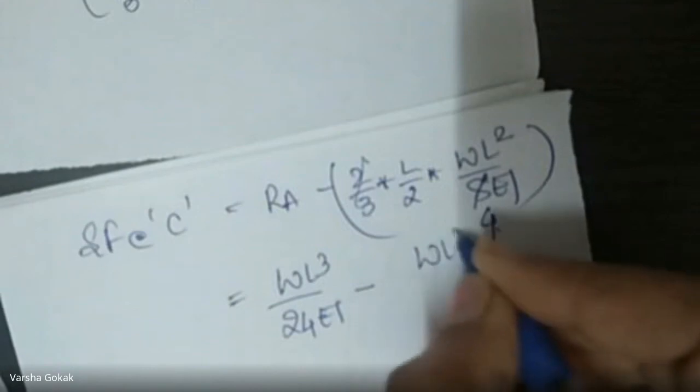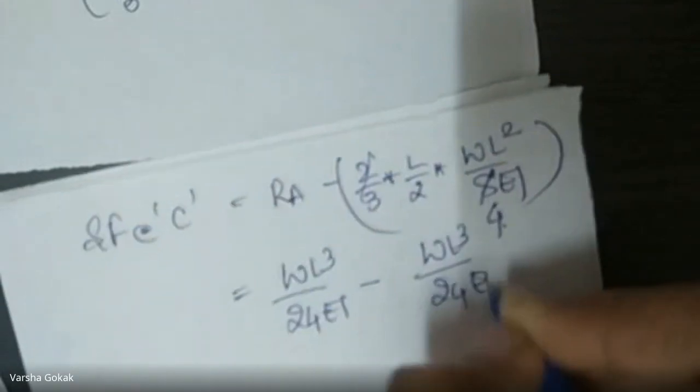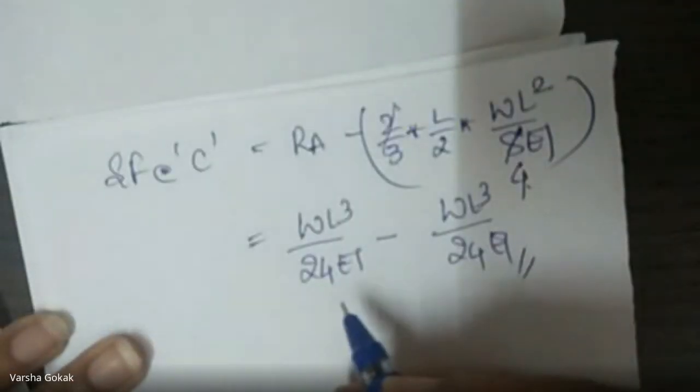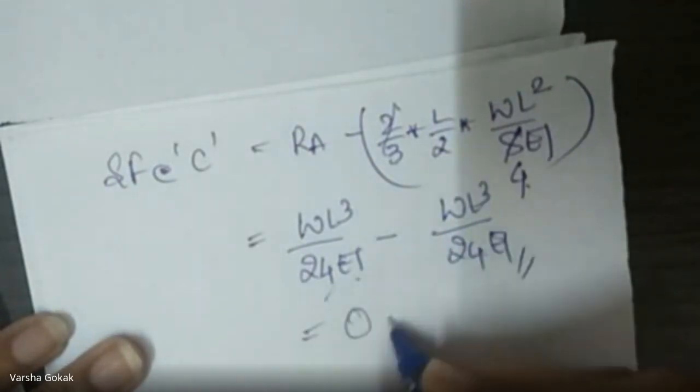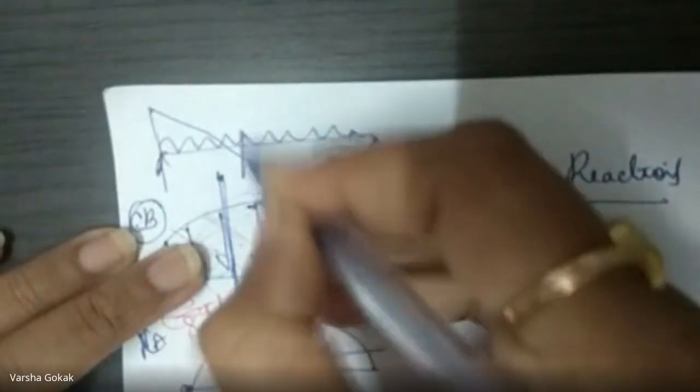This is WL cube by 24 EI again. So what is the shear force here now? WL cube by 24 EI minus WL cube by 24 EI, that is 0, right? That is why, when you look at the regular beam, the shear force diagram goes like this. So the shear force becomes 0 here. That is why the maximum bending moment is there. So this is a proof, right?